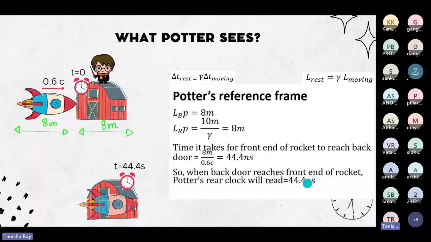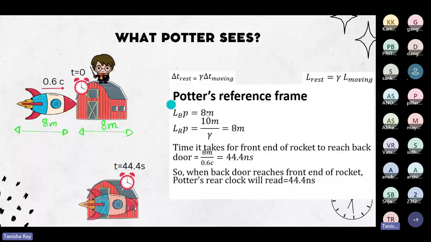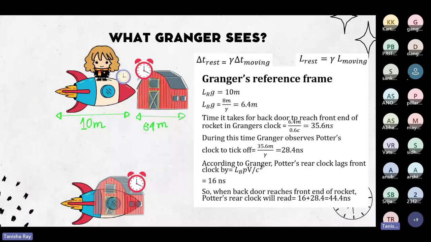Not just the front door, even the back door, both of them will show a time of 44.4 nanoseconds, because in Potter's frame, both the clocks are synchronized. Both are showing the same time. But now let's see what is happening in Granger's perspective. In Granger's perspective, things are much more complicated, because she sees the length of the rocket as 10 meters, and when she measures the length of the barn in her perspective, we get 6.4 meters, calculated in the same way.